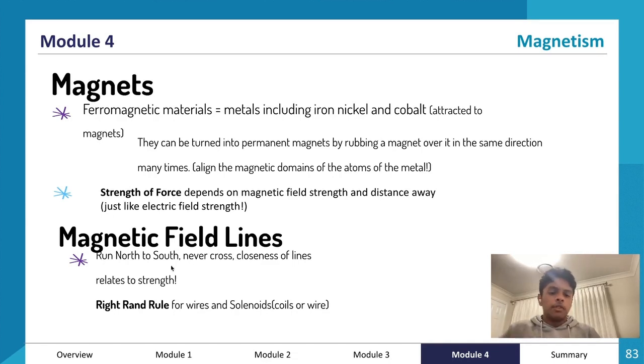Now let's look at magnetic field lines. They run from north to south, they never cross, and the closeness of the lines relates to the strength of the magnetic field. We also do right-hand rule for wires and solenoids. We'll talk about this later, but basically the force generated by the magnetic field lines is given by the palm: the direction that the palm points in denotes the force that is generated.